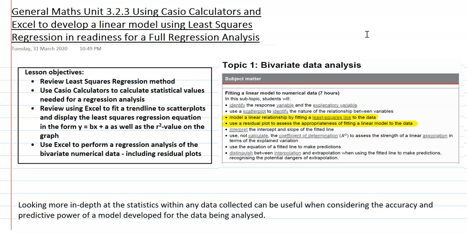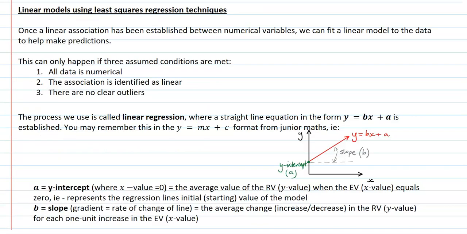If we look more in depth at any statistics that are within the data we collect, that can be really useful when considering the accuracy and predictive power of any model that we develop for our data. And for the purposes of this lesson, we're going to be referring to the example where we looked at the association of arm span and height. To start with, we'll just review the least squares regression techniques.